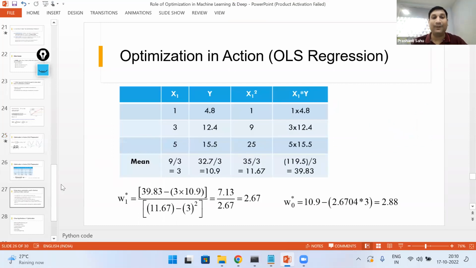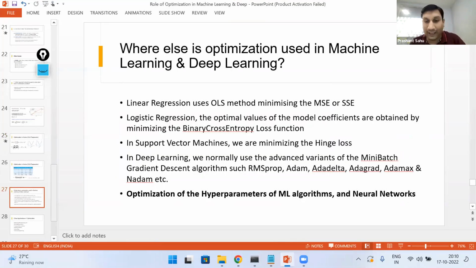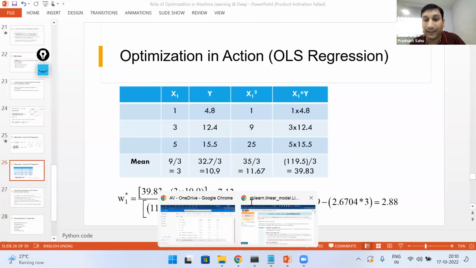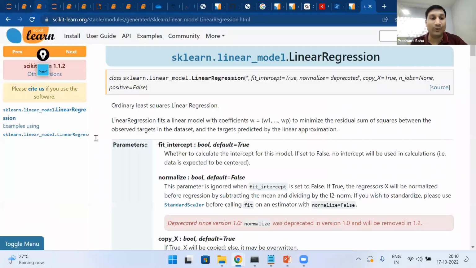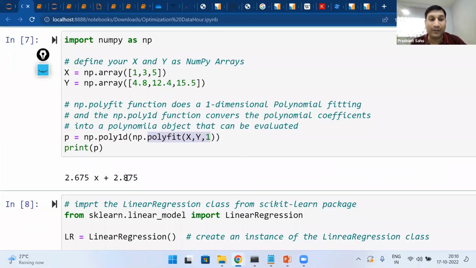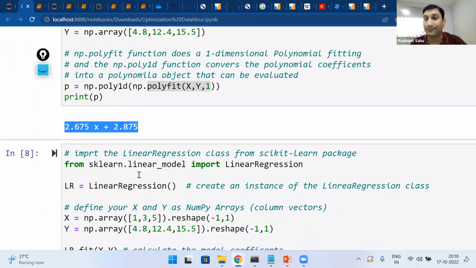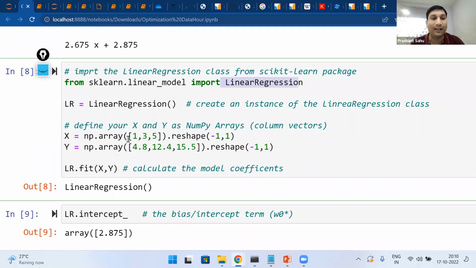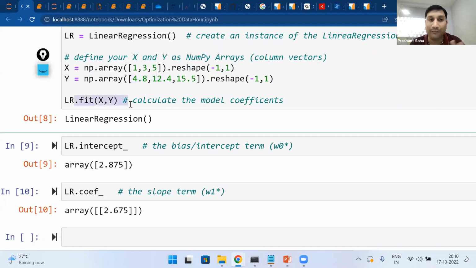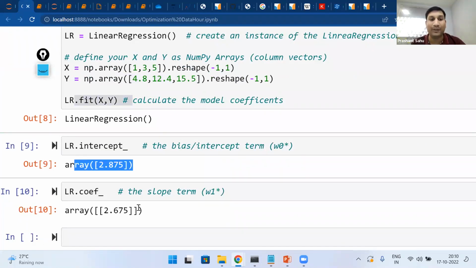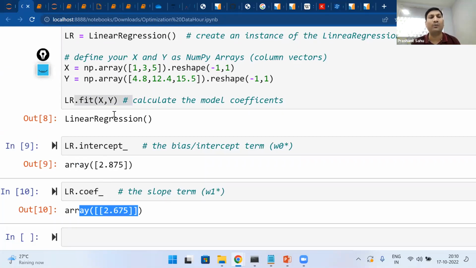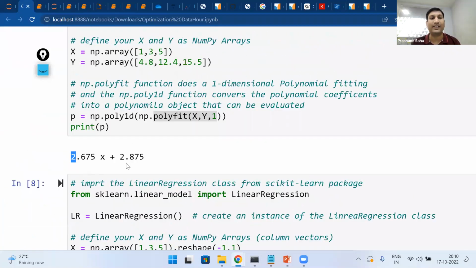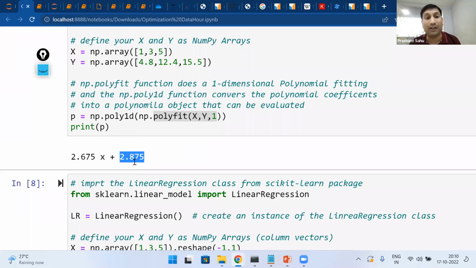Right? Perfect. Okay, before I go to the last slide, I'll go back to my Python code once again. So you see that these are the polynomial coefficients I used. And then I'm using the linear regression class from scikit-learn. This is X and Y once again. I am doing the model fit. Everyone knows this, right? And see the intercept is 2.875 and the coefficient 2.675. Perfect. The same values I got from here.